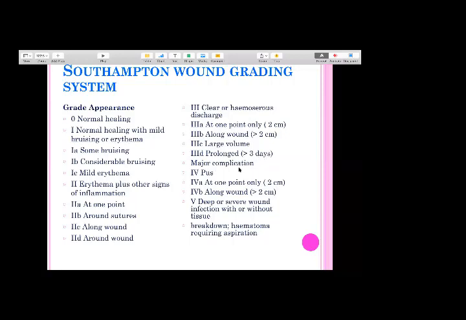Major complications. Grade 4 is pus: 4A at one point, 4B at another, or further. Grade 5 will be deep or severe wound infection with or without tissue breakdown. A hematoma requiring aspiration would also be noted.